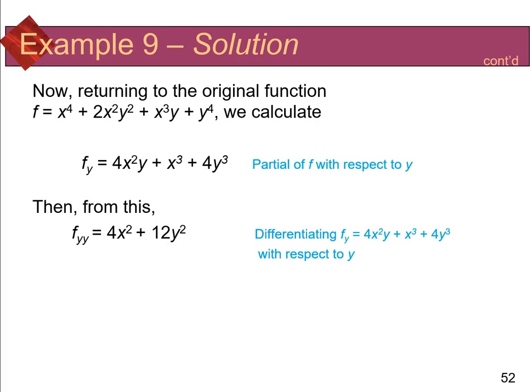Fx squared y, when I take its derivative with respect to y, the y just goes away, becomes a constant of 1, so I'm left with 4x squared. The x cubed is a constant, that just becomes a 0. 4y cubed, do the derivative of that with respect to y, I end up with 12y squared.